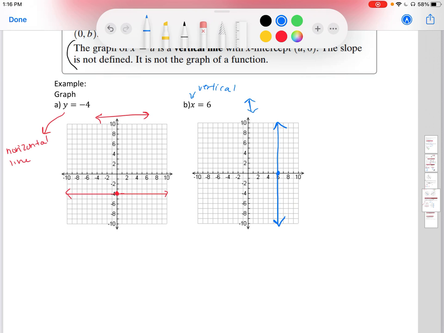Now, if you're ever confused and you can't remember which way is horizontal or vertical, or you can't remember what the rule is, you can go ahead and do a table. So if you do a table, let's do this last example B. Here we're saying my x is always 6. So let's draw some 6's.